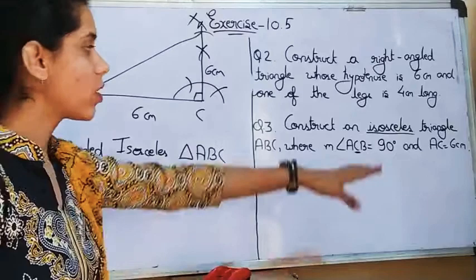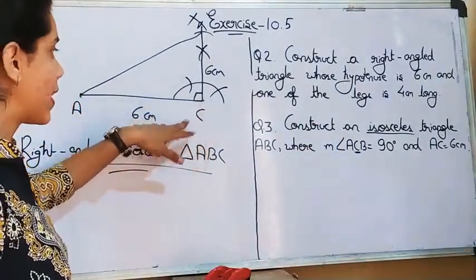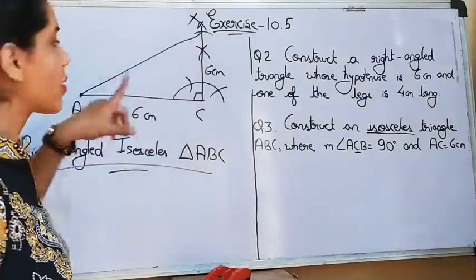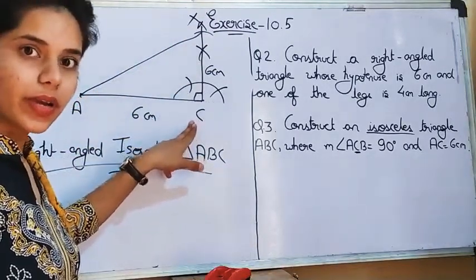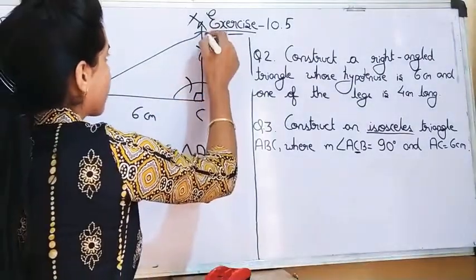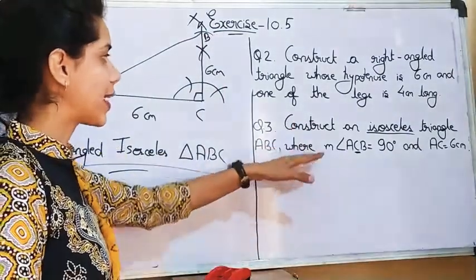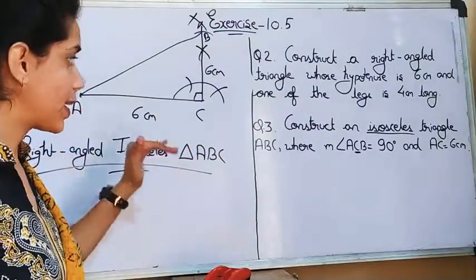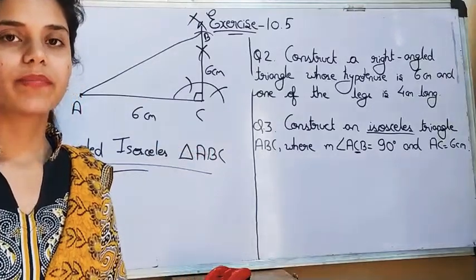So in this way we have made this isosceles triangle. First of all, AC is 6 centimeter in length. We made a 90-degree angle at C. After that, take the radius of 6 centimeter and draw an arc here. You can draw the arc from A also, or from C also. Join these two points, and it will be point B. Now joining A and B, we get the required right angled isosceles triangle ABC. In this way you can solve and write the steps of construction. Understood? Thank you.